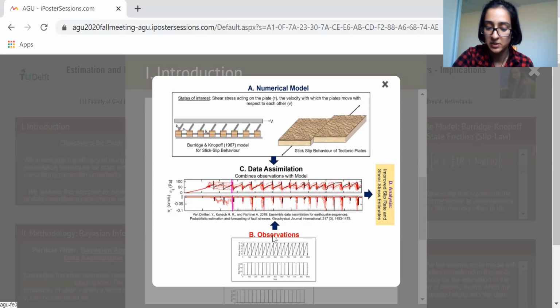C shows the data assimilation process using a result from the work by Van Dinther et al. 2019, where they used data assimilation for a numerical model used for representing earthquake cycles, and concluded that observations and prior physical knowledge from the model can be effectively integrated through data assimilation to provide better and improved state estimates and forecasts. As you can see in D, that becomes your analysis. In their work, their states were the stresses and the velocities at the fault.